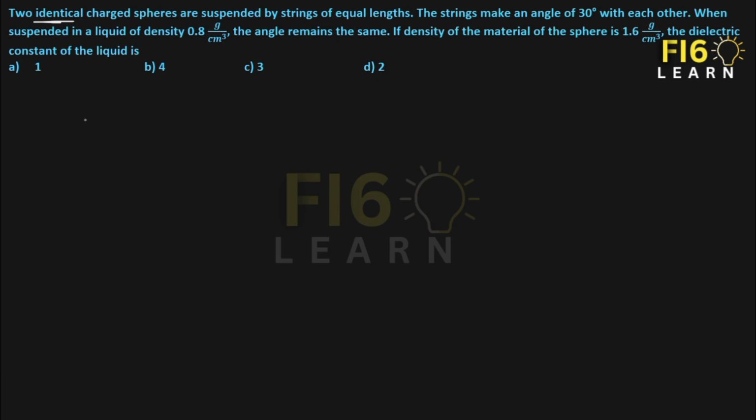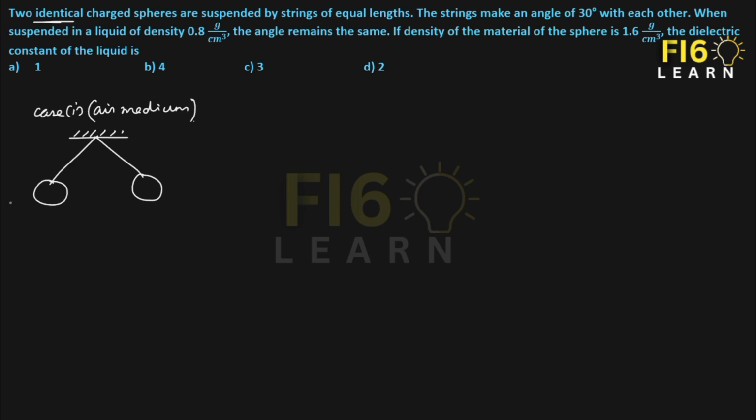First take case 1, when they are suspended in air medium. Both spheres are in air medium or vacuum. If the medium is not mentioned, you can take that as air or vacuum. In the first case the medium is not mentioned, so we have to assume air or vacuum. We have to draw the free body diagram for this case to identify the forces acting on those two spheres.